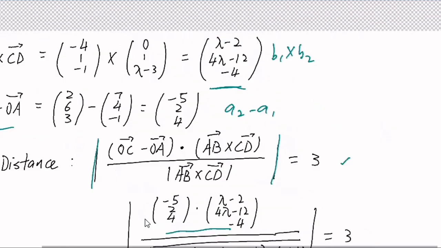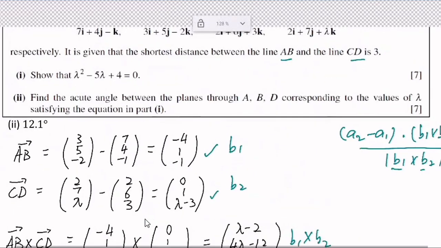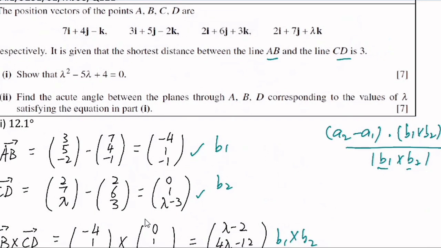So what we have in the second part of the question is that we have got, find the acute angle between the planes through ABD corresponding to the values of the lambda satisfying the equation in part 1. So basically from part 1 there, we will have two values of the lambda. We can solve it. We can get two values of the lambda. So with different values of the lambda there, we will get different values for the plane, which is the plane which passes through the ABD.